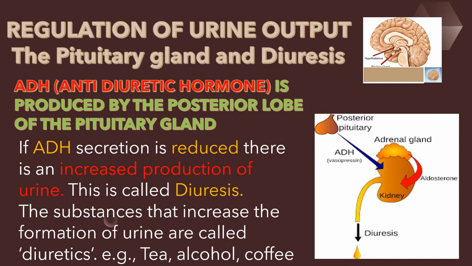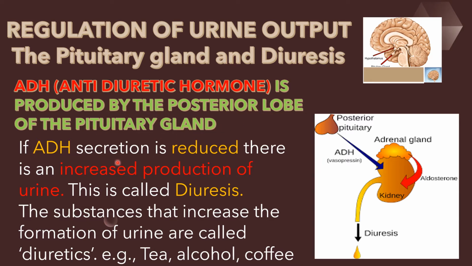Regulation of urine output. The pituitary gland is responsible for the regulation of urine output. This pituitary gland is an endocrine gland present in the brain. The detailed study we will do in endocrine system. It will produce a hormone that we call it as ADH. ADH, the full form is antidiuretic hormone, is produced by the posterior lobe of the pituitary gland.